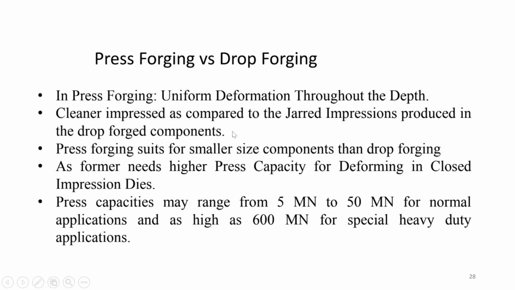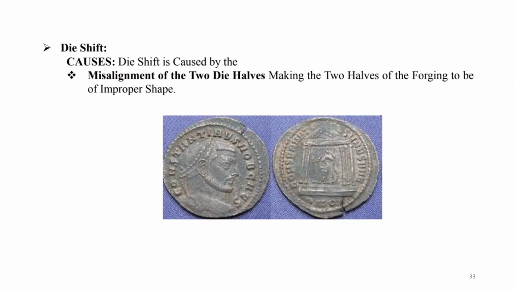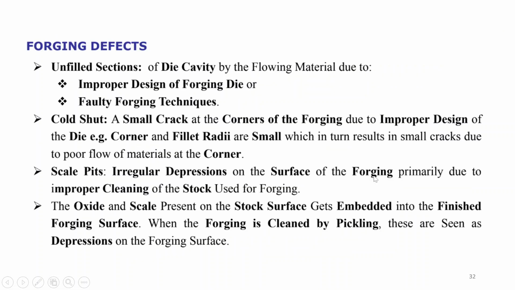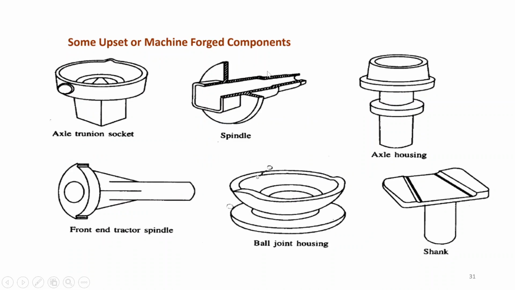In extrusion, you are passing your material or billet through a particular opening, so you get the final shape with a uniform cross section. The die in forging can have these types of shapes as well. So these are very different processes.